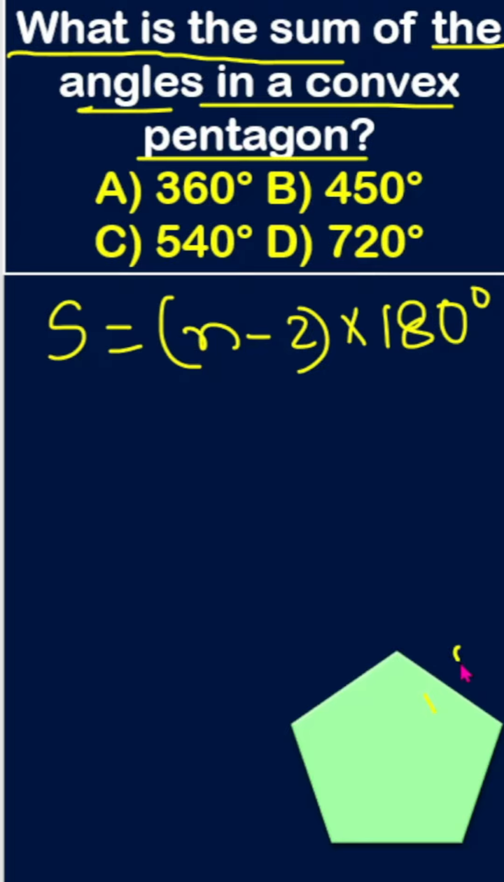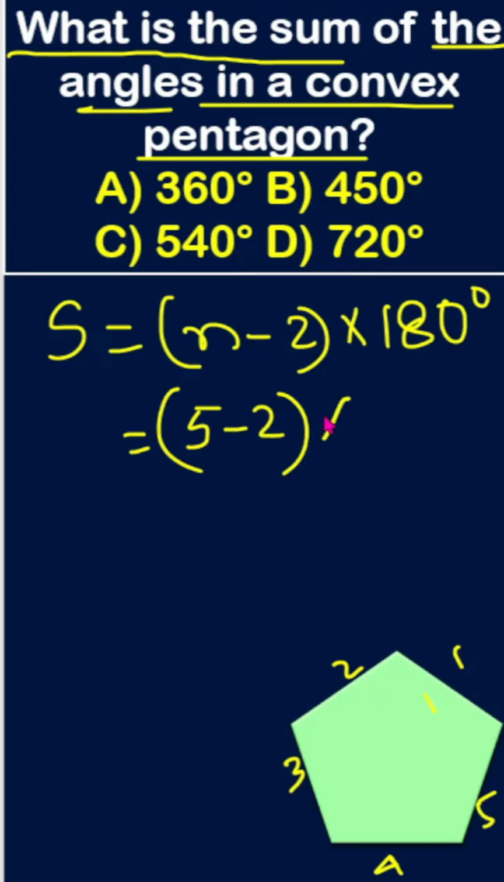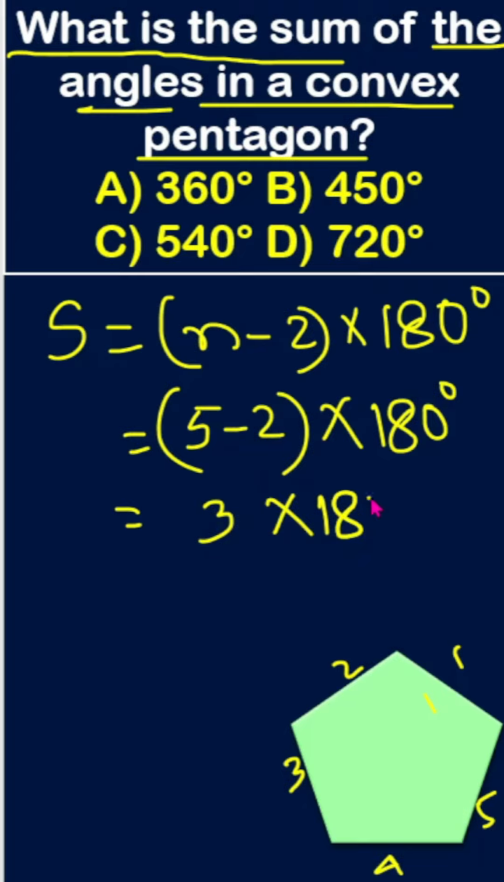1, 2, 3, 4 and 5. So we can write n, meaning 5, minus 2, times 180 degrees. So 5 minus 2 is 3, times 180 degrees. It means 540 degrees. This is our answer. So the right answer is option C, which is 540 degrees.